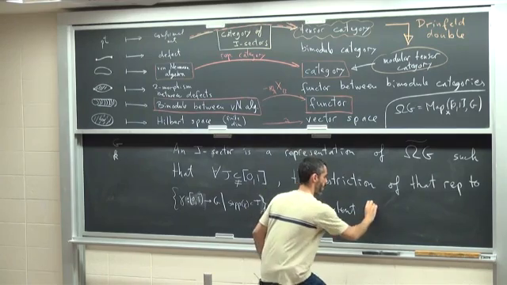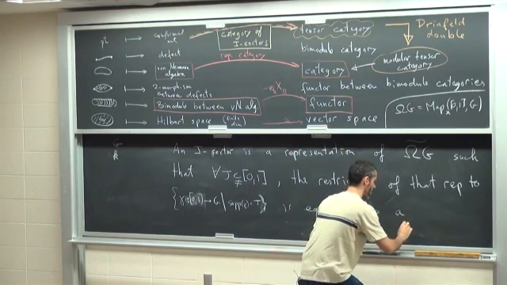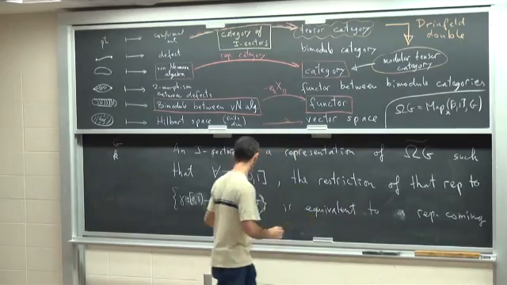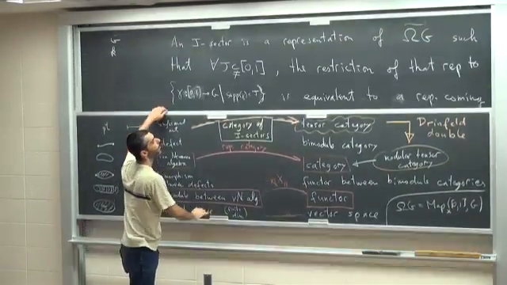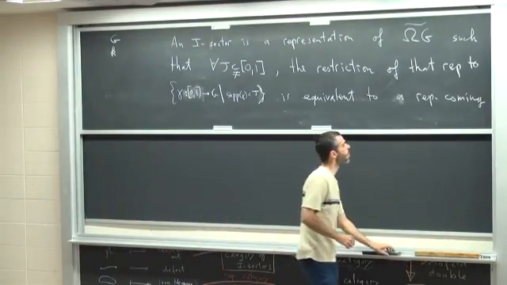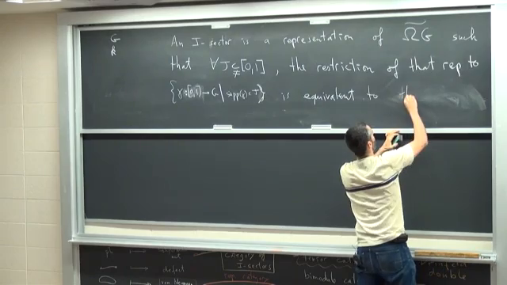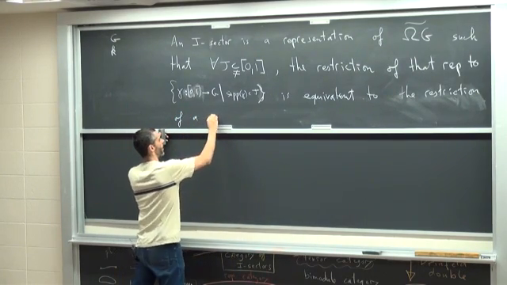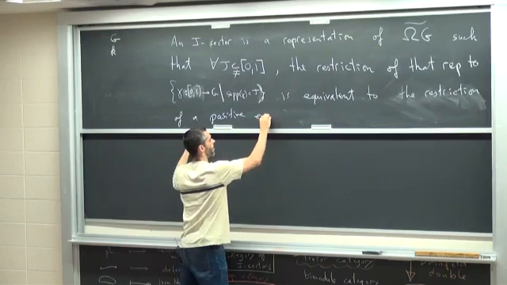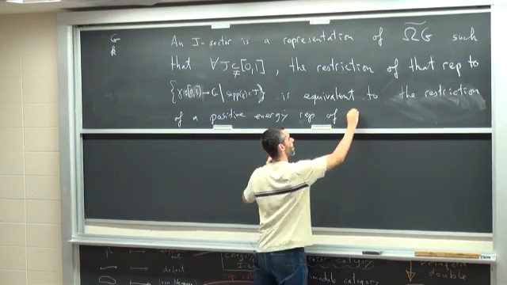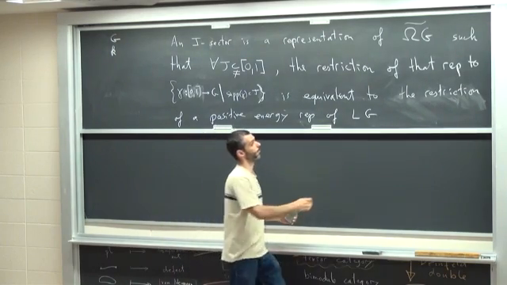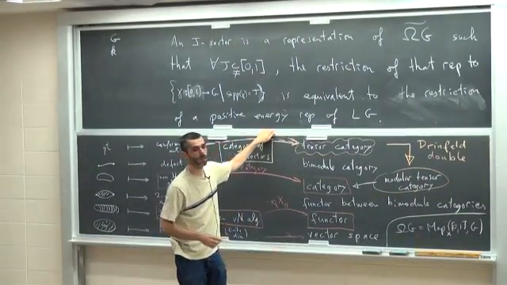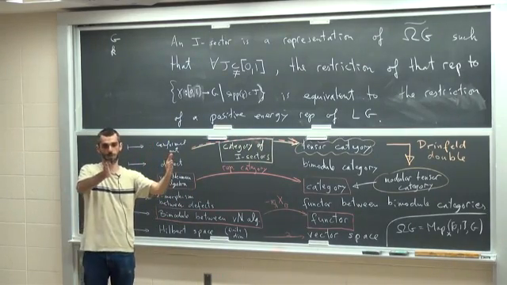Is equivalent to, maybe I should say is equivalent to the restriction of a positive energy representation of the loop group, of the free loop group. So there's no condition for the whole interval, and then there's some conditions for the smaller intervals.